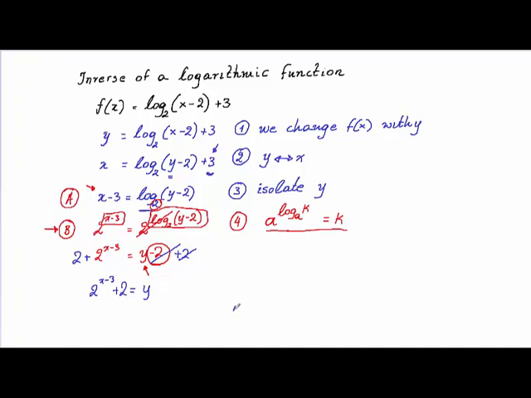And the fifth step, of course, when I solve for an inverse, is to change the y with f to the negative 1 of x. That is the inverse of the initial function. So now what I have is f to the negative 1 of x, the inverse of the function, is equal to nothing else than 2 to the x minus 3 plus 2.